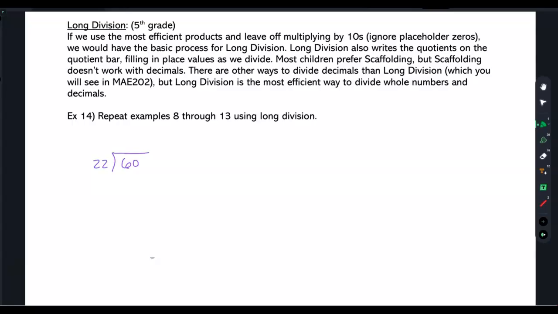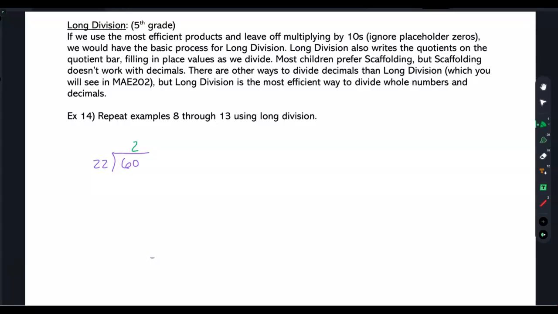So I'm going to say I think 22 goes into 60 two whole times. And then I'm going to write that above that. This is less important with whole numbers, but when you get to 202 and you do decimals, it is best if you line this up above the 0, because we're not saying 22 goes into 6, we're saying it goes into 60. Again, I don't think it'll make a difference here with whole numbers, but it will later with decimals.